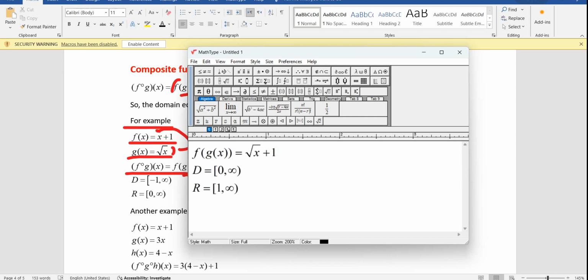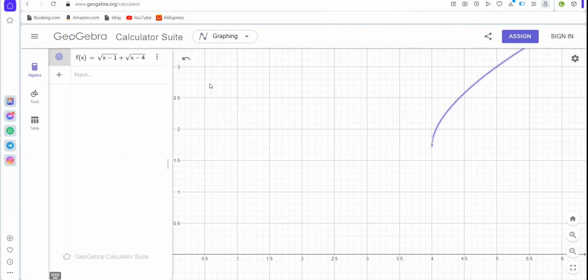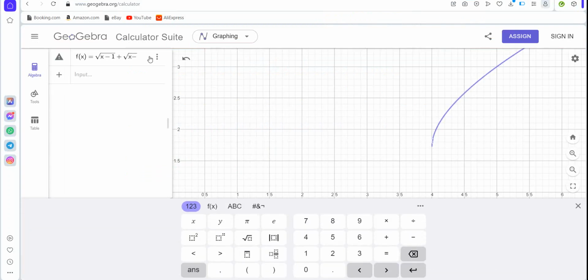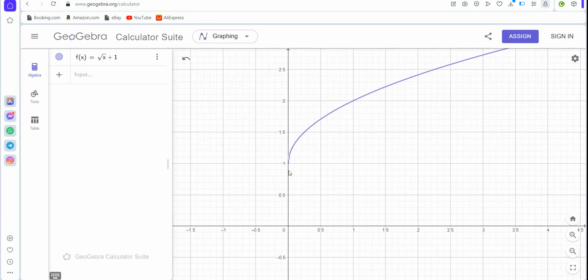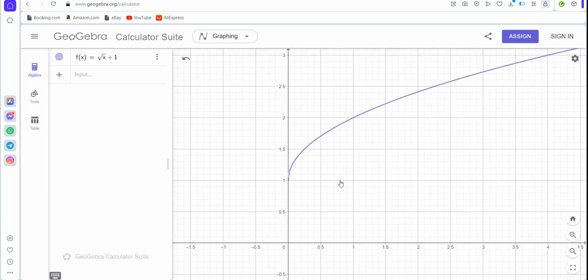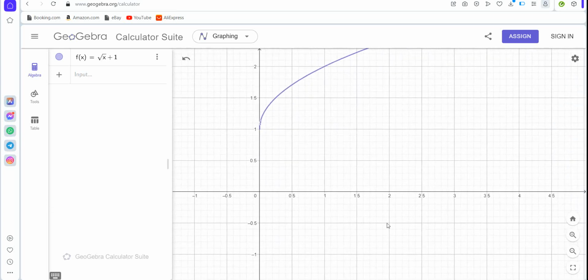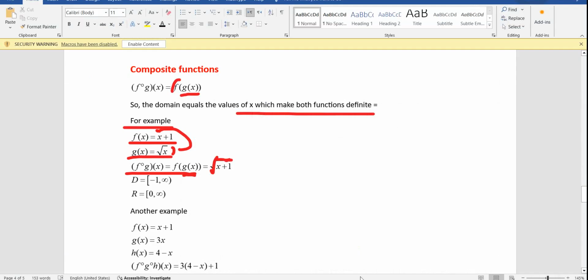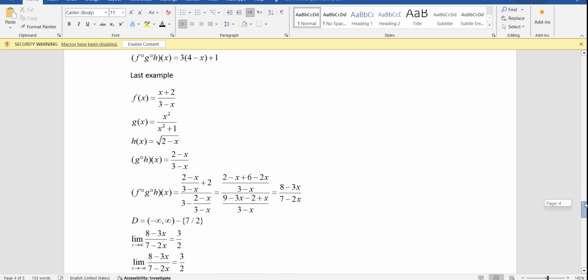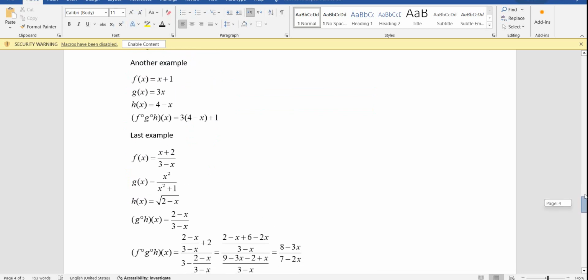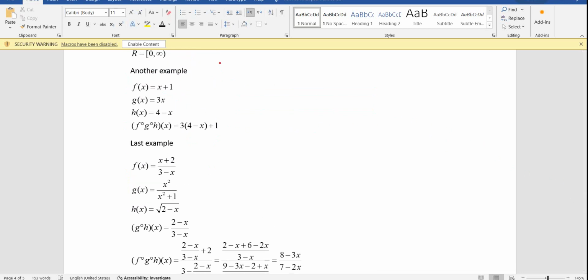To make sure our answer is correct, go to GeoGebra right here, plus 1. As you see, the range is from 1 to infinity and the domain from 0 to infinity. So my answer is correct. Let's see another example.